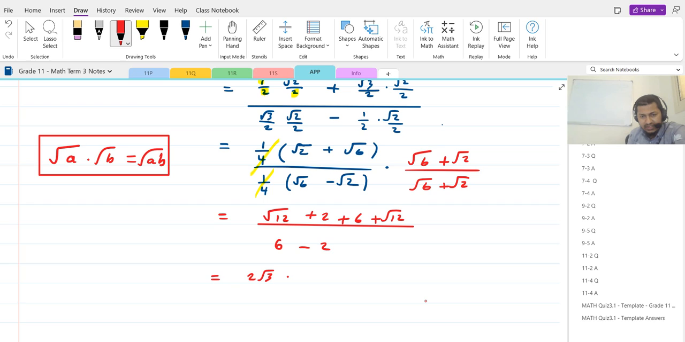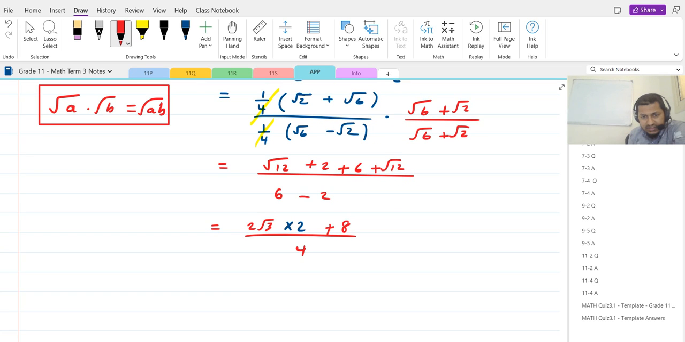2 root 3 plus 2 root 3, so times 2, because it's root 12 plus root 12. Root 12 is already 2 root 3, so times 2, plus 8, right, and divided by 4. So I can take out 4 as a common factor, I can divide by 4 on top and divide by 4 at the bottom. So 2 times 2 is 4.